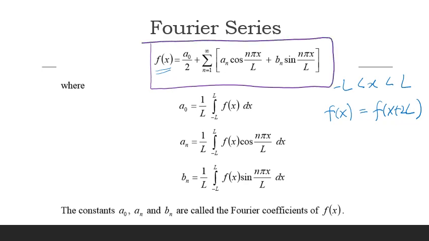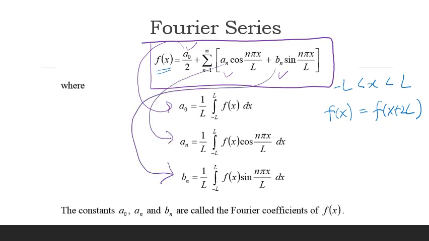In this formula we have the coefficients a0, an and bn. a0 is given by this formula, and we also have the formulas for an and bn. When we substitute all the values and put them back into the Fourier series, this is how we make our Fourier series.